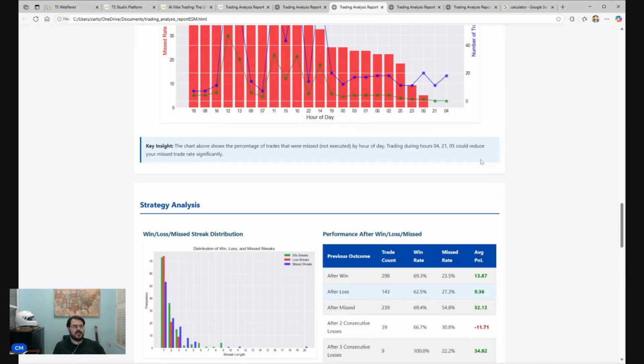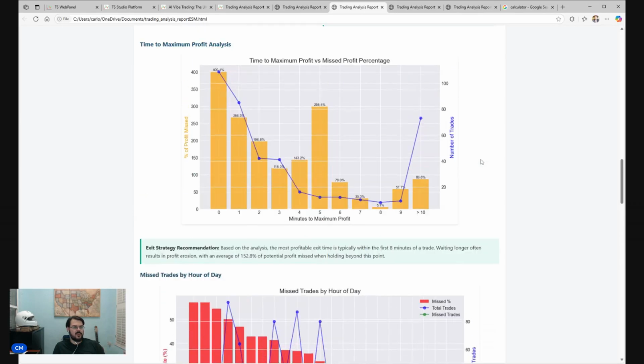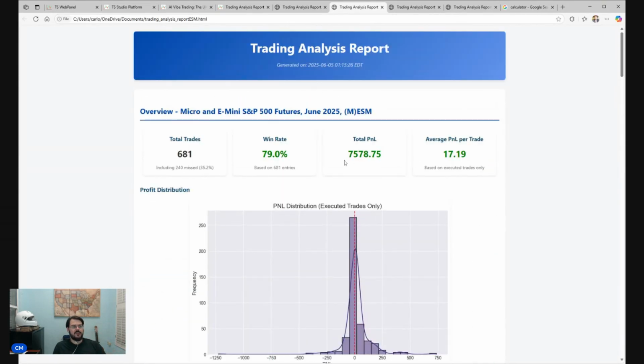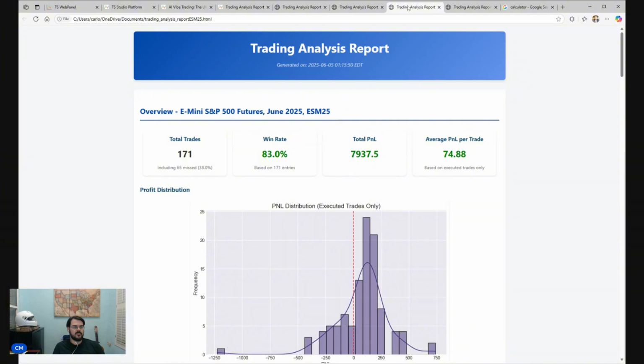This is the micros and minis all together, paper trading and real account all together. We have this logic here. First, I will show you separating the minis from the micros. So we have a report here only for the minis, the trade after a loss. So this is the E-mini, ESM25, okay. And you can see that the total P&L here is 7,900.